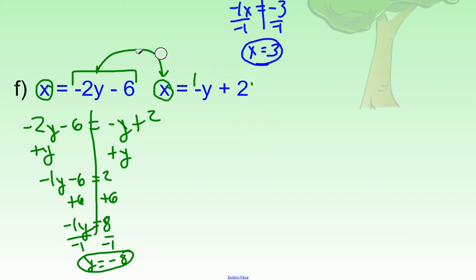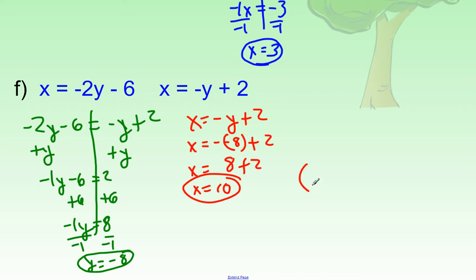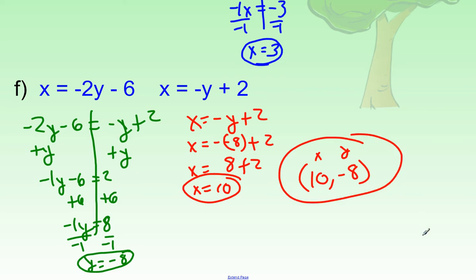So in order to find the x value, all I have to do is plug that y value into one of my equations. And I'm going to use this one over here because it has more space to work. So x equals negative y plus 2. The y value is negative 8. Negative 8 is positive 8 plus 2, and that equals 10. So I have the solution 10, negative 8. There's my x, there's my y. That is my answer. 10, negative 8, x is 10, y is negative 8.